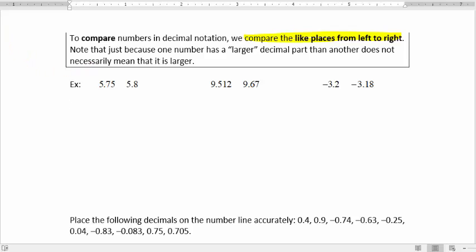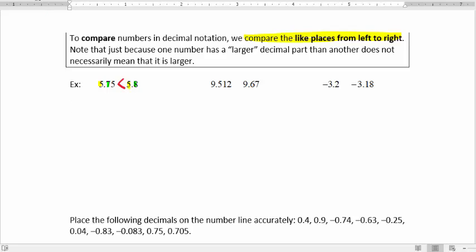So note that just because one number has a quote-unquote larger decimal part than another does not necessarily mean that it's greater. So if we look at 5.75 and 5.8, this is 5 and 75 hundredths. This is 5 and 8 tenths. If you compare place by place, they have the same ones digit, so that's equal. But then you don't look at 75 versus 8 and say 75 is greater. No, you compare the 7 with the 8 and you say, all right, 8 is greater than 7. Therefore, 5.75 is actually going to be less than 5.8, because 8 is greater than 7.